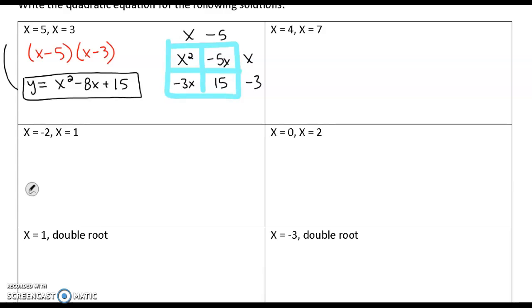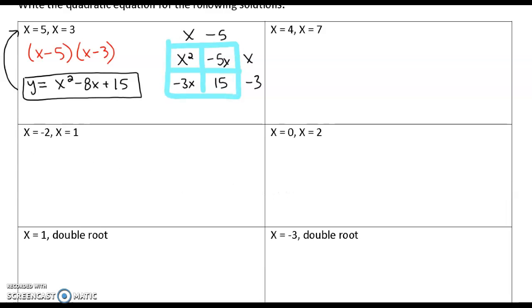So you're basically going in reverse here. Normally we go from our equation to factors to the solution. And now we're going backwards. We're using the solutions to find the factors in order to find our equation. So I'll let you do the example on the right there.